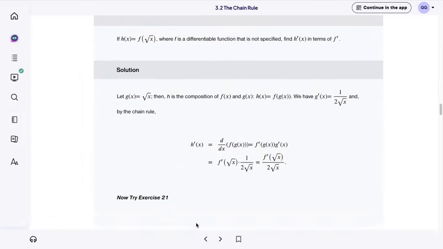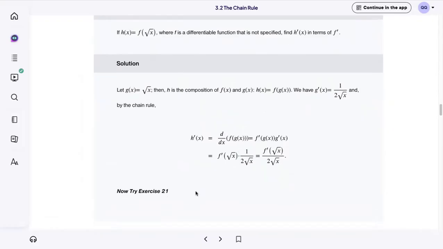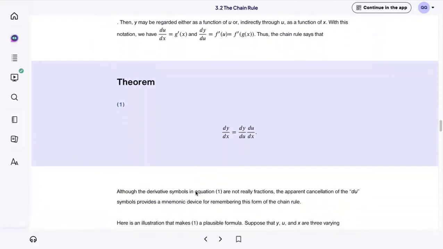Okay, this is saying your function is not defined specifically. We just follow the rules and write down the notation. All right, this is not important for us.